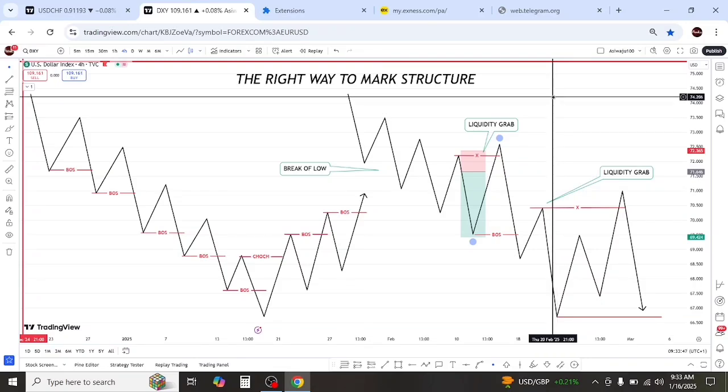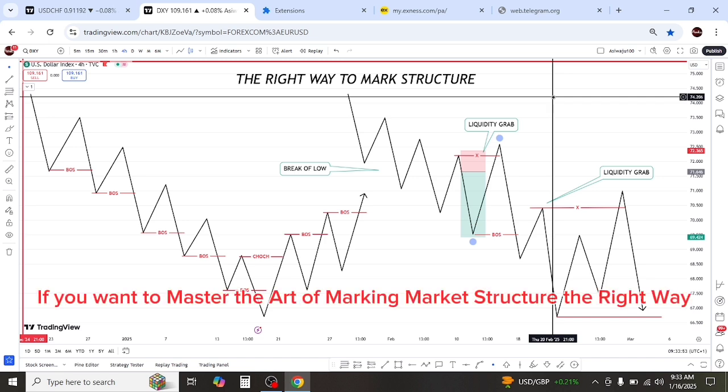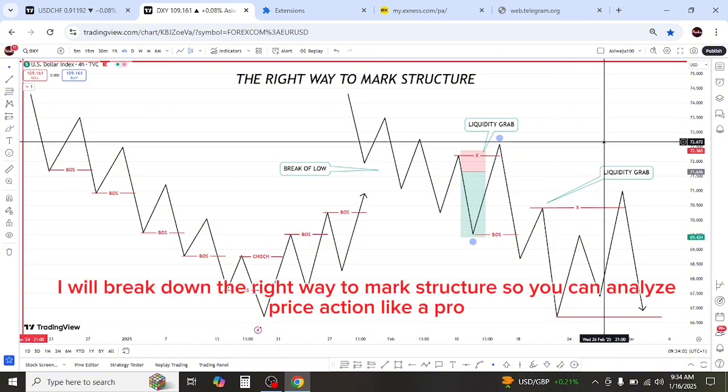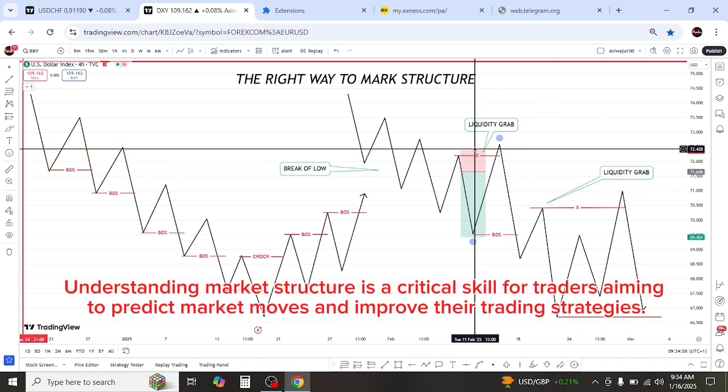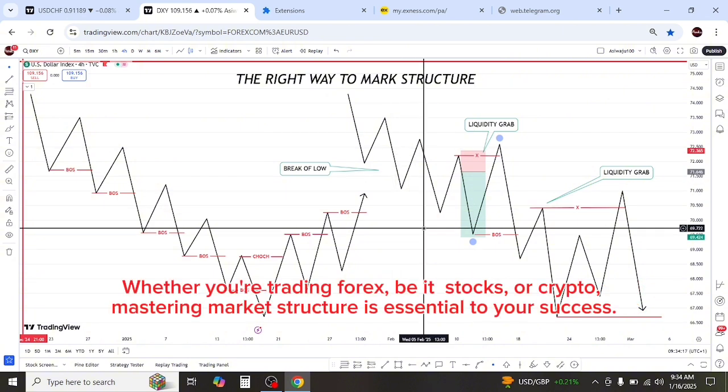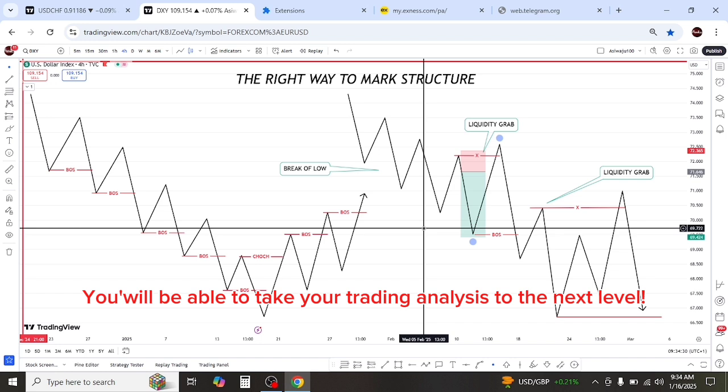In today's video, you're going to learn the right way to mark structure. If you want to master the art of marking structure the right way and identify market structure accurately, this video is actually for you. I'll break down the right way to mark structure so you can analyze price action like a pro. Because understanding market structure is a critical skill for traders aiming to predict market moves and improve their trading strategies. Whether you're trading Forex, stocks or crypto, mastering market structure is essential to your success. And by the end of this video, you'll be able to take your trading analysis to the next level.